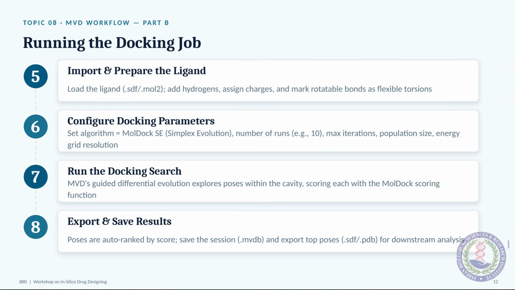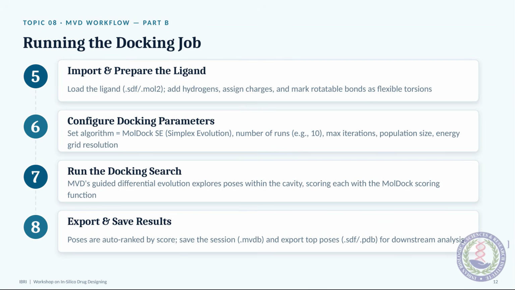Now let's run the actual docking job, in 4 more steps. Fifth, import and prepare the ligand. Load it in .sdf or .mol2 format, add hydrogens, assign charges, and mark rotatable bonds as flexible torsions. Sixth, configure docking parameters. Set the algorithm to MolDock simplex evolution. Choose the number of runs, for example 10, along with maximum iterations, population size, and energy grid resolution. Seventh, run the docking search. MVD's guided differential evolution explores poses within the cavity, scoring each with the MolDock scoring function.